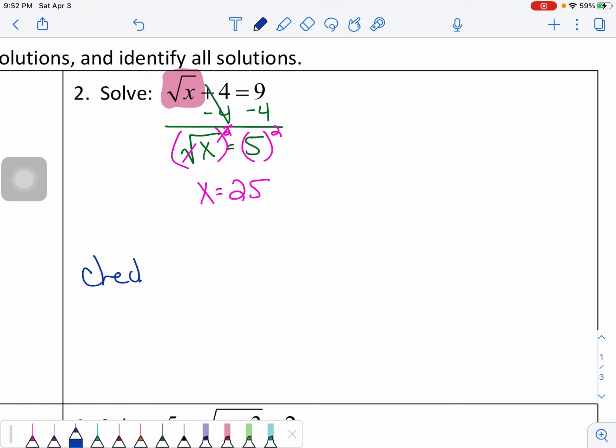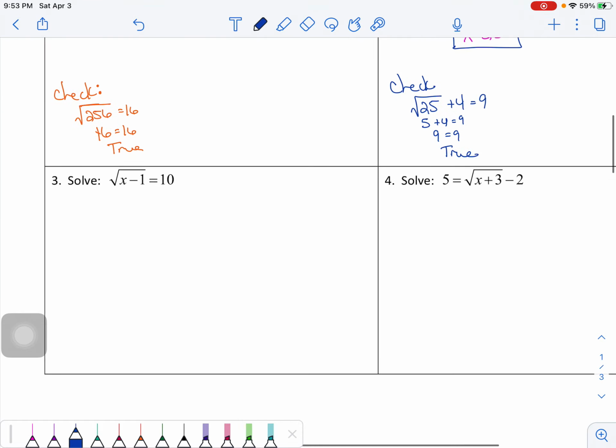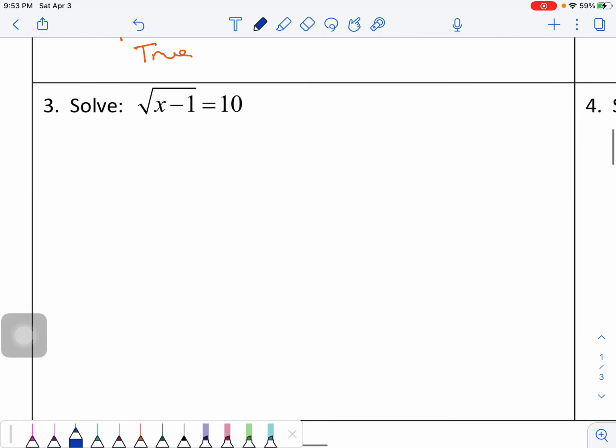But immediately, I am going to check my work. And again, this is now where I'm going to take this back to the original problem. So the square root of x, which we think is 25, plus 4 equals 9. And all I'm going to do is simplify this left side and make sure it turns into the right side. So square root of 25 is 5. 5 plus 4, 9 is equal to 9. That is a true statement. So yes, x can equal 25. No problem so far.